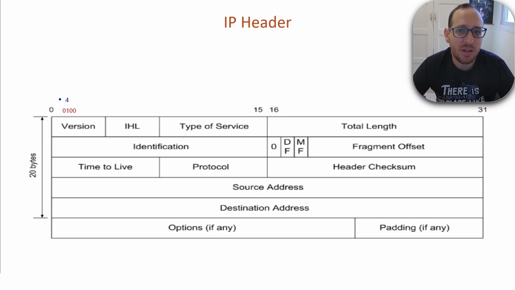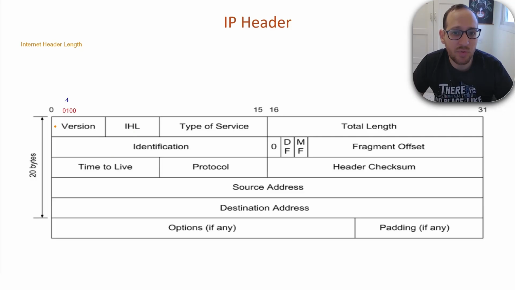Then we have another 4 bits, also called nibble, by the way, that says IHL. IHL stands for Internet Header Length. Why Internet? Because IP is the Internet Protocol. So it's basically the IP header length. Why do we need to specify the length? Well, because there might be options. If you have options, then the header is longer than 20 bytes. So we have to specify that.